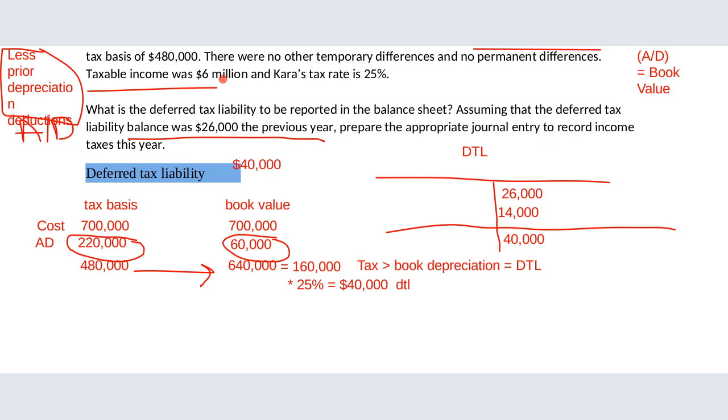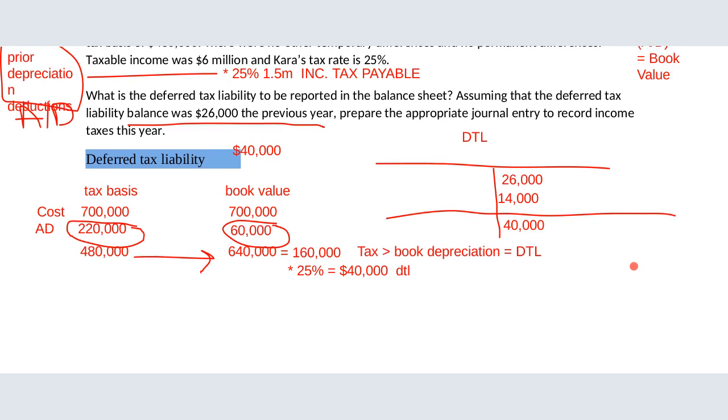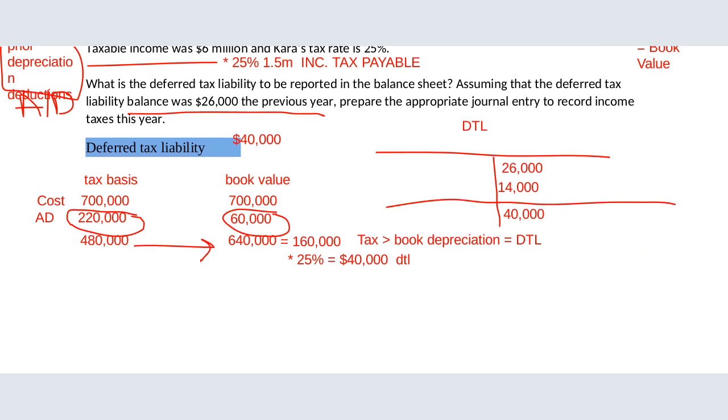Now the last calculation will be my taxable income multiplied by 25%, because this is our income tax payable. So 6 million times 25% is 1.5 million. This is our income tax payable. So this is the amount of the check I'm going to have to write to revenue and tax. That's what income tax payable means.